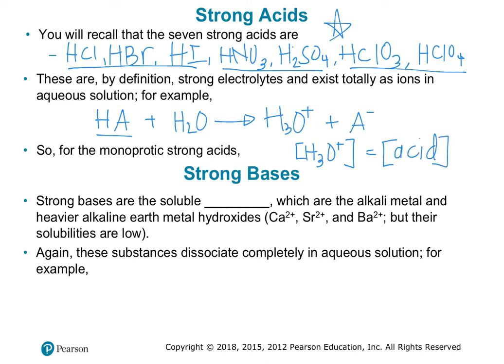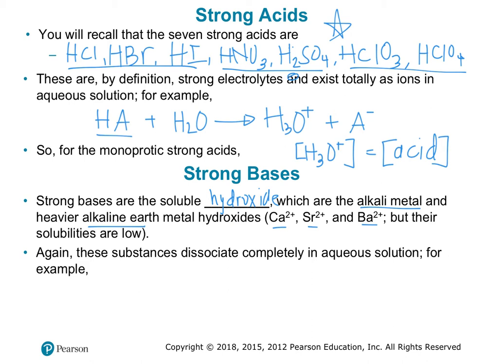I also do want to make a note that for sulfuric acid, not both of the hydrogens come off as strong acids, but just the first one. So all of these release one hydrogen ion. So strong bases are all of the soluble hydroxides, so OH negatives, which include all the alkali metals, and the heavier alkaline earth, so calcium, strontium, and barium, but their solubilities are a little bit lower.